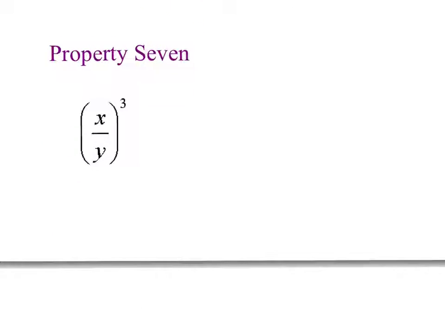And property 7, our last property for today, is if you have a division or a fraction, same thing, and you have an exponent, you can apply that exponent to both of them. So now we have x cubed over y cubed.